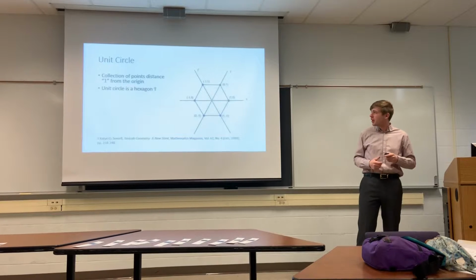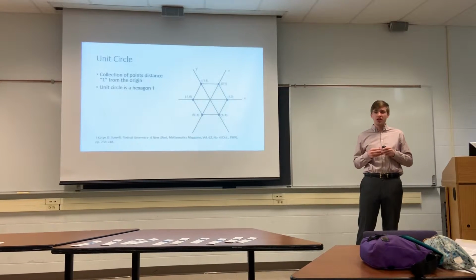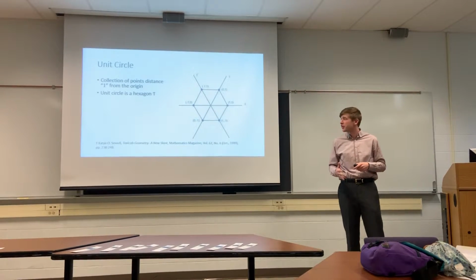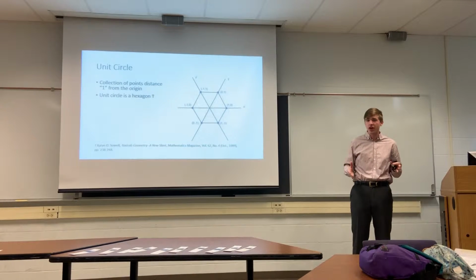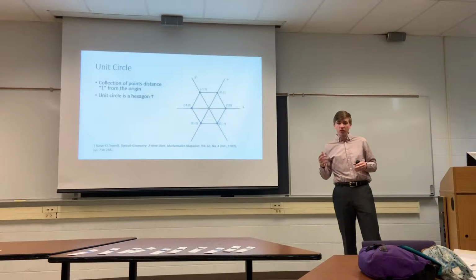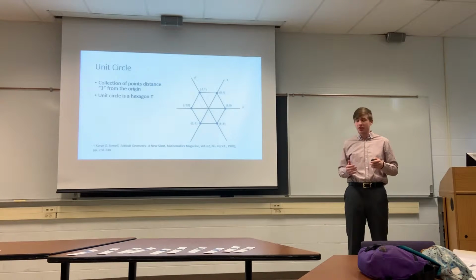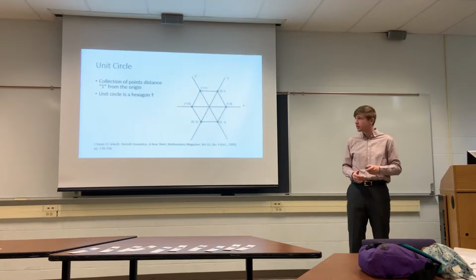And since we're going to talk about angles and trigonometry, we need to know what the unit circle looks like, because that's how I'm going to define angles and trigonometric functions. The unit circle is a collection of points that are all distance 1 from the origin. And in this metric, the unit circle looks like a hexagon. So I included a picture of it right there.